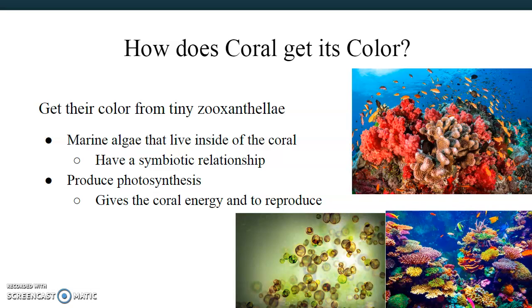Basically, it's a marine algae that lives inside the coral, and it has a symbiotic relationship with the coral. It lives inside of it and creates photosynthesis from the sunlight. And when it does that photosynthesis, it gives that coral, which is actually an animal, that energy. That energy is enough for the coral to reproduce and grow itself and make these lush, lavish, beautiful coral reefs that we all know of.